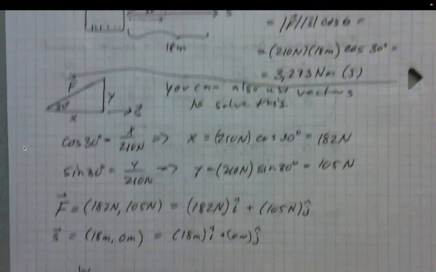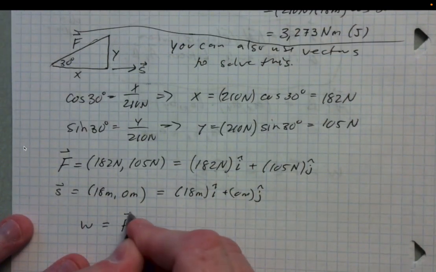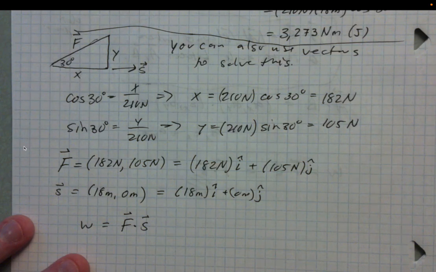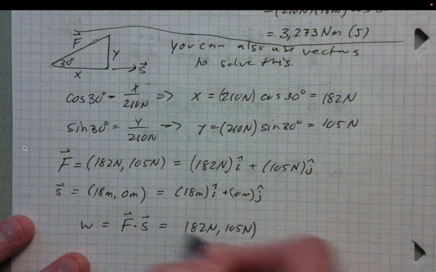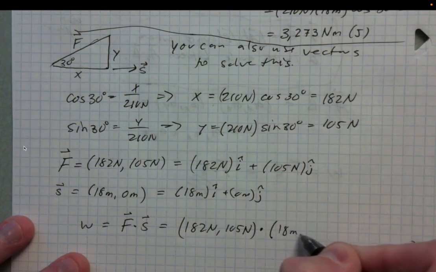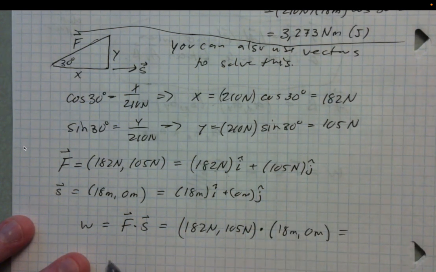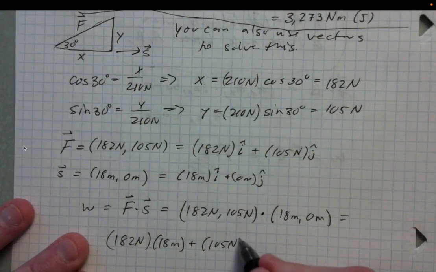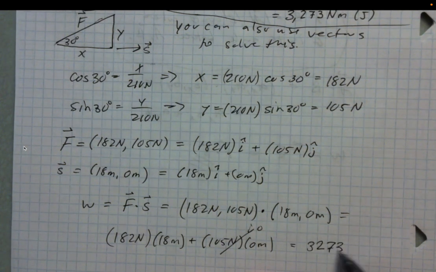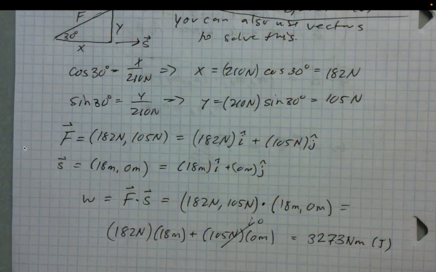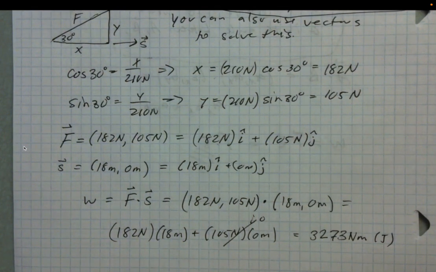Okay, and so work is just equal to F dot S, right? And so that's 182 newtons, 105 newtons, dot 18 meters, comma 0 meters. And I know that's 182 newtons times 18 meters plus 105 newtons times 0 meters. Of course, that's all 0. And so this is the calculation, and we get 3273 newton meters, joules. Okay, so you see how the calculation kind of works either direction.